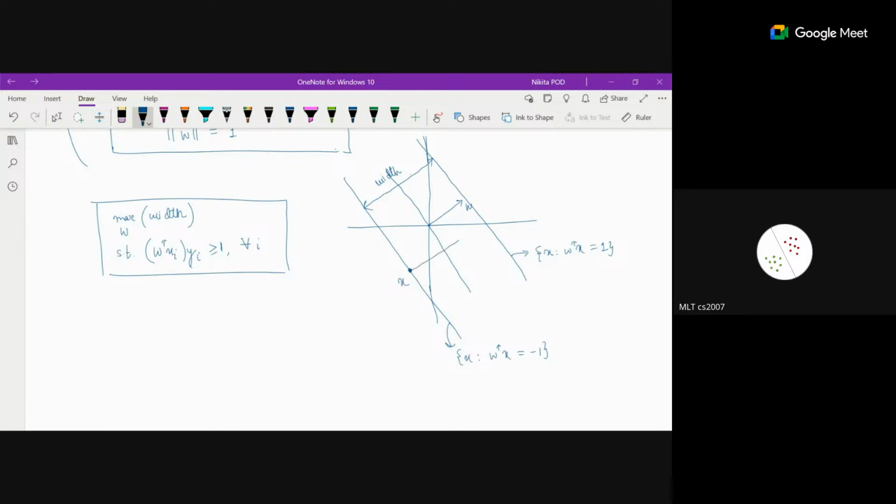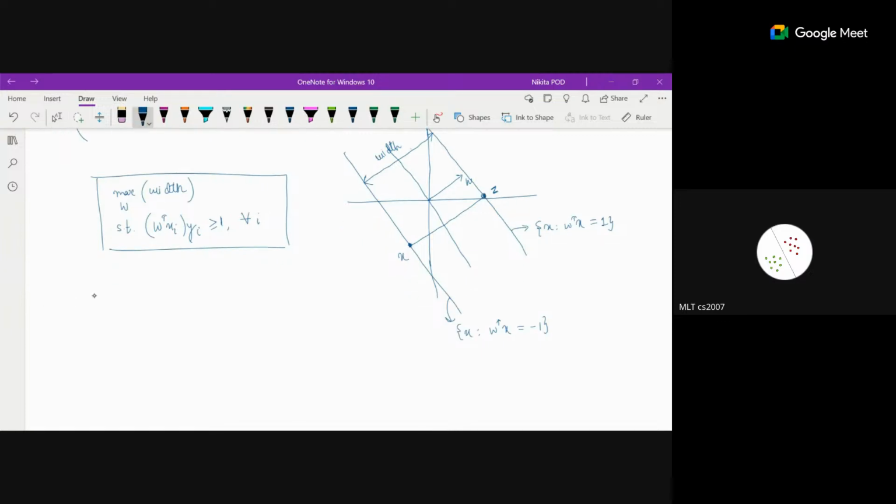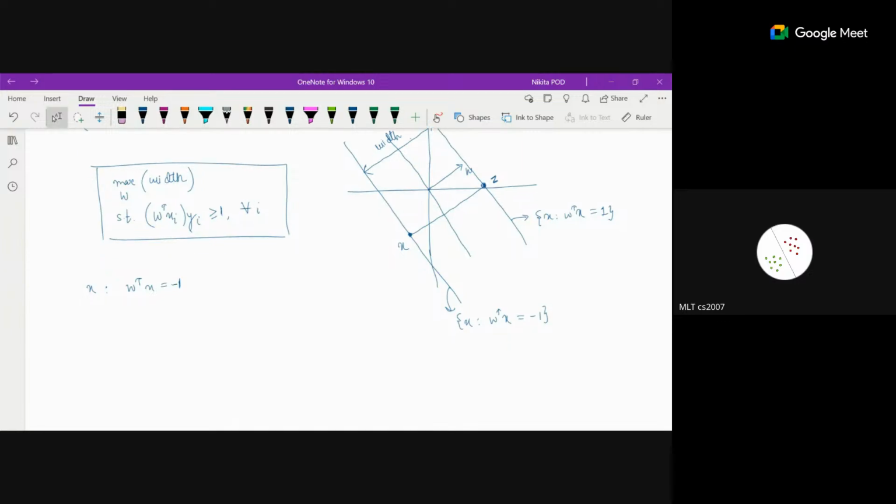So let's say there is some Z on this line. We take some X such that W transpose X is equal to -1, and we want to minimize. So if there's a point X over here and a point Z on this line where W transpose Z is equal to 1, then in a way my width is the distance between these two points. And how can you write this distance between these two points?